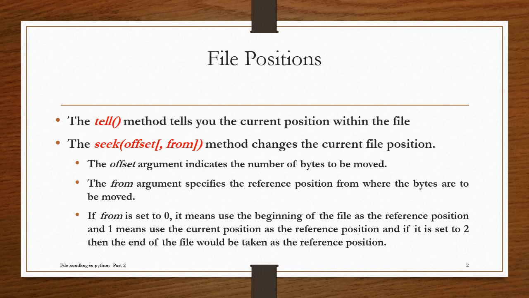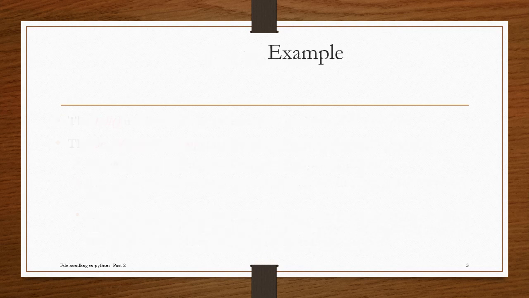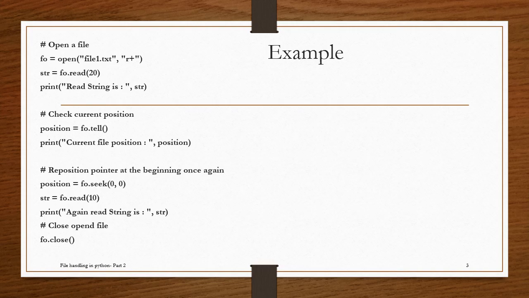So we are talking about two methods on the slide, the tell method and the seek method. The tell method tells the current position within the file, whereas the seek method helps to change the current position of the file. An example. In this example, we are first opening a file in r+ mode, that is, the file is open for both reading and writing.